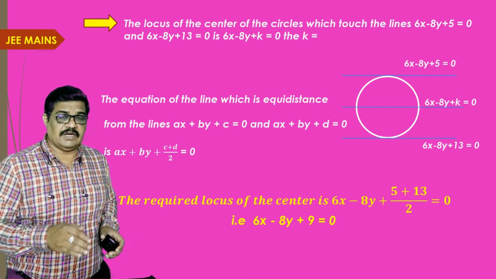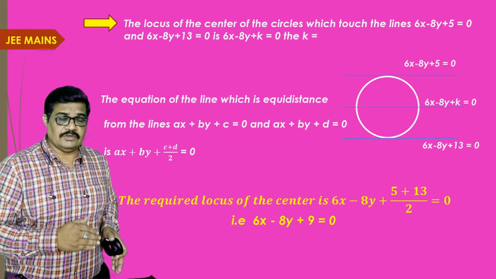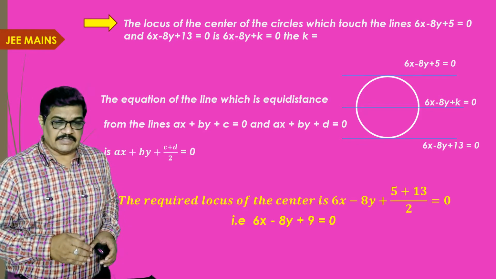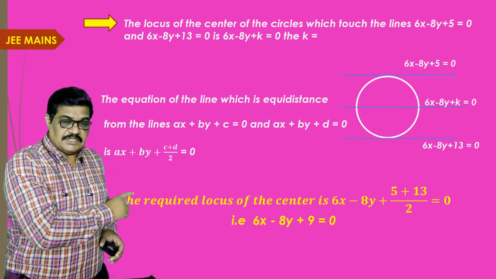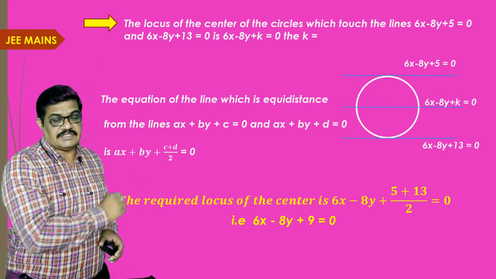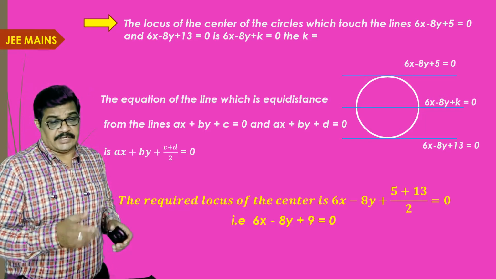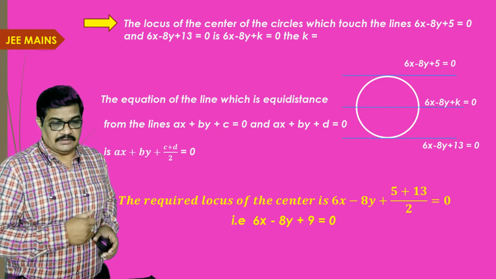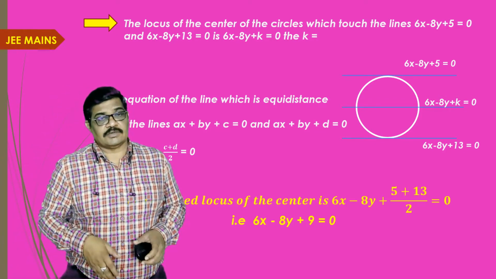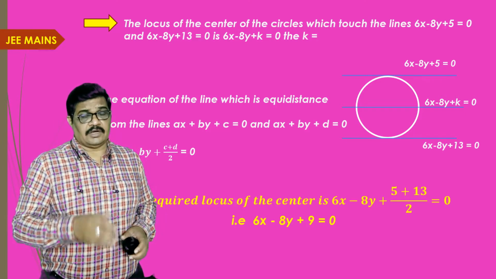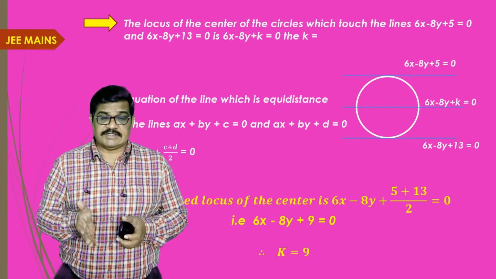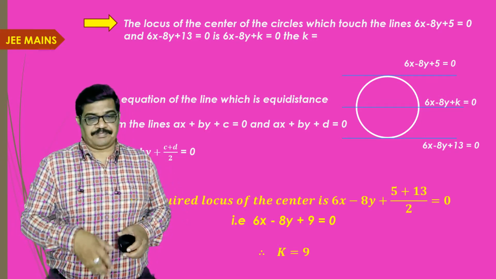The center of the circle lies on a line parallel to the given two lines and equidistant from them. So the answer is 6x minus 8y plus (c plus d) by 2. Here c is 5 and d is 13. 5 plus 13 by 2, that is 18 by 2, that is 9. So 6x minus 8y plus 9 is equal to 0 is the locus of the center. Comparing to the given line, k is equal to 9. Therefore, the answer is k is 9. Okay, next one.